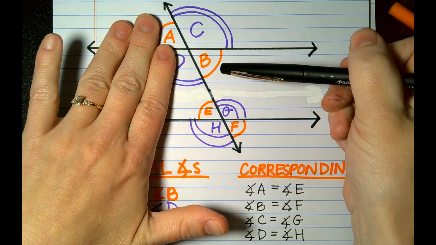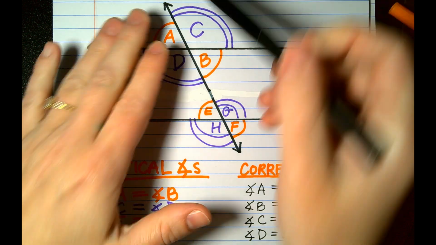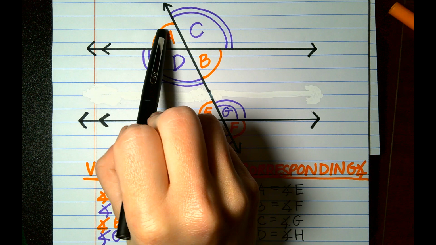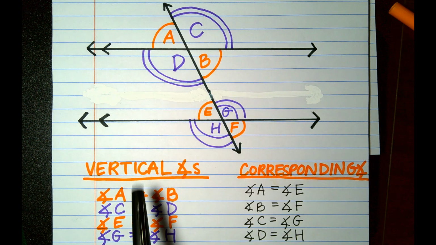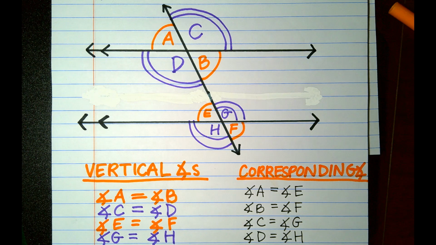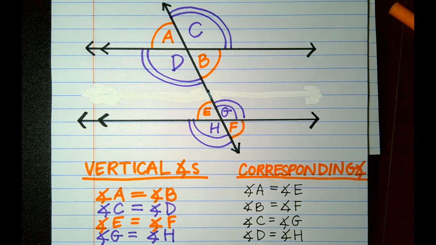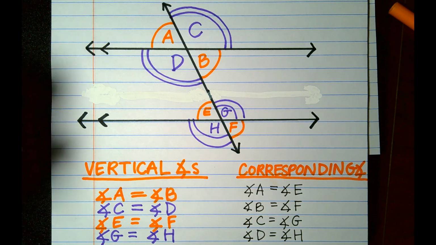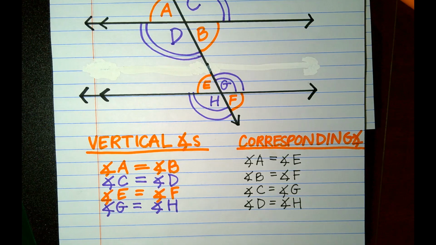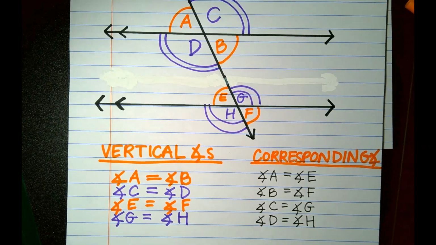What about C plus B? That's a straight line. B plus D, 180. D plus A, 180, straight line. E and G, G and F, F and H, H and E. Kind of cool. So any of the angles that are side by side add up to 180 degrees. So we could make a note of that as well if we wanted to.